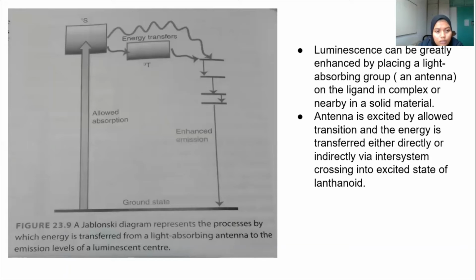Okay, so this is the Jablonski diagram. Luminescence can be greatly enhanced by placing a light-absorbing group, which we call an antenna, on the ligand in the complex. The antenna is excited by allowed absorption to here, and then the energy will transfer either directly to the excited state or indirectly to the excited state via energy transfer, meaning via intersystem crossing, and then it will go to the excited state of the lanthanoid. Okay, so next.